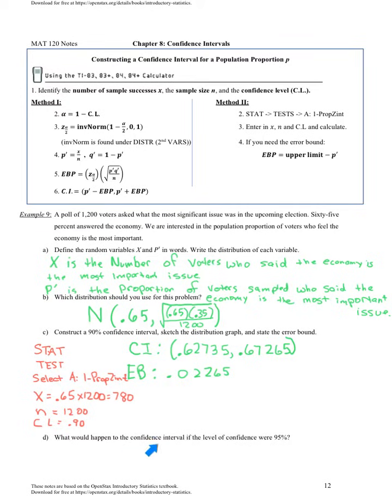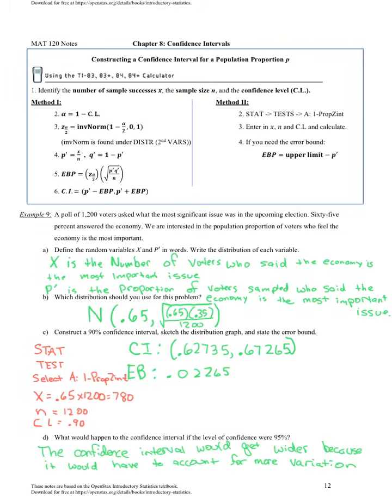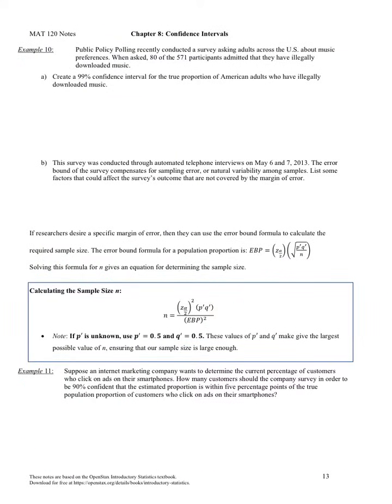Now, what would happen to the confidence interval if the level of confidence were 95% instead of 90? The confidence interval would get wider because it would have to account for more variation. Moving on to the next page, go ahead and read example number 10. And you'll see, once again, this is a proportion. Either people admitted they have illegally downloaded music or they did not. So we're going to use a proportion interval here.